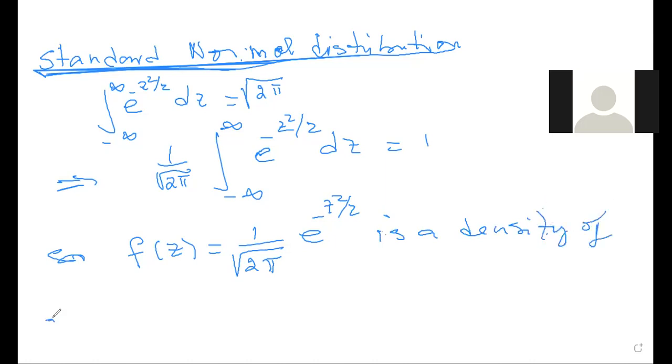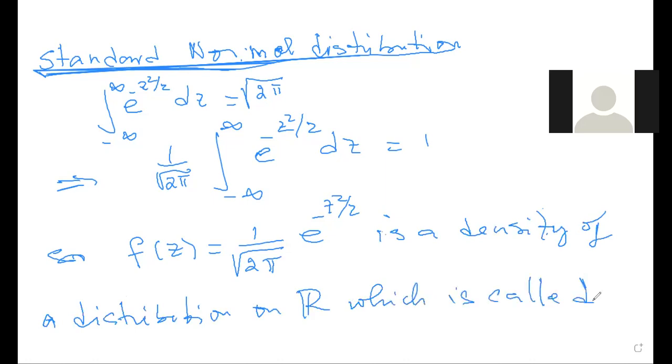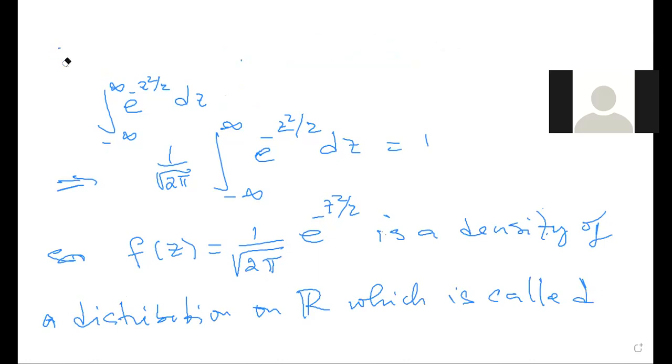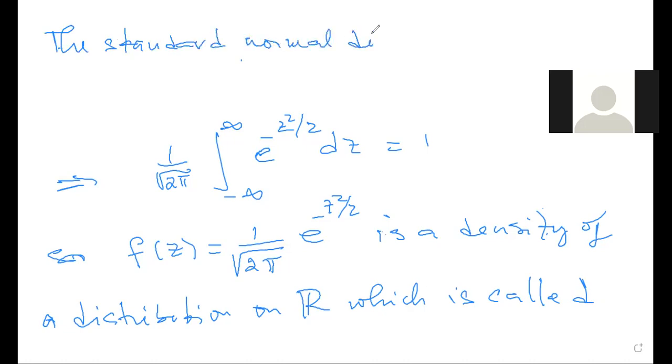of a distribution on the set of real numbers, which is called the standard normal distribution. It is generally denoted by Z.